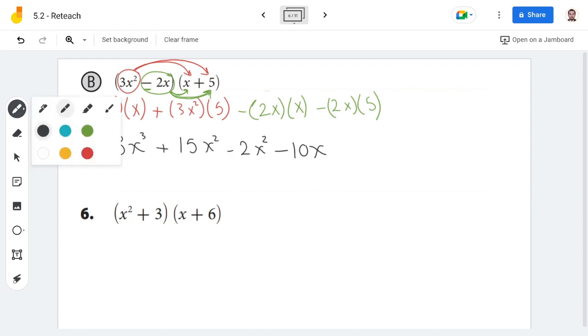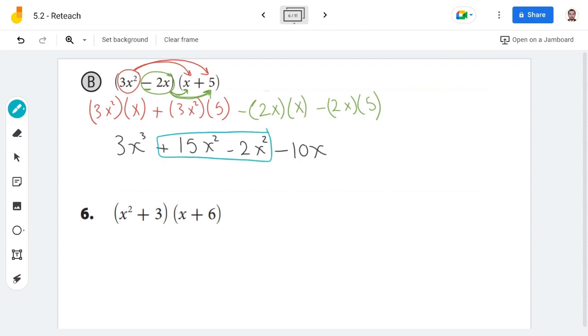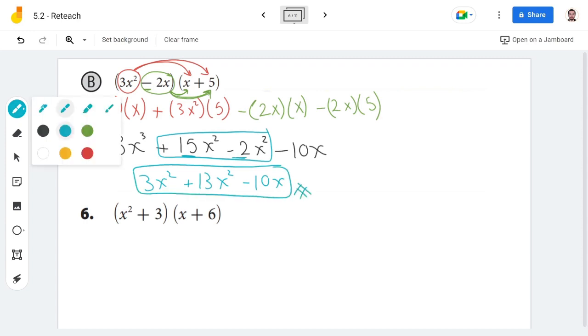Now, do we have like terms? Yes, we have like terms, so we can add these two together. So 15 minus 2 is equal to 13. So 13x squared minus 10x. So now this is my final answer, okay? Now, let's do the second question here.